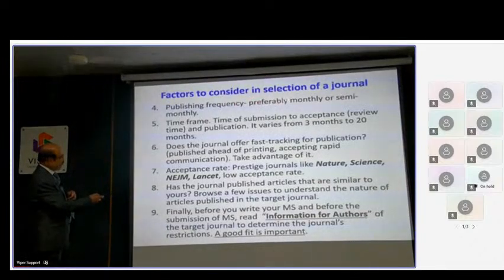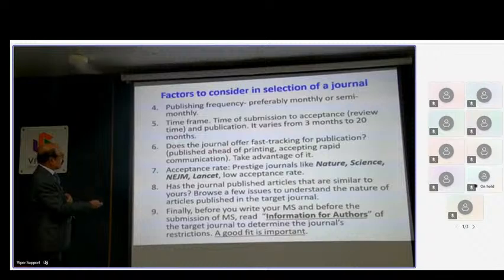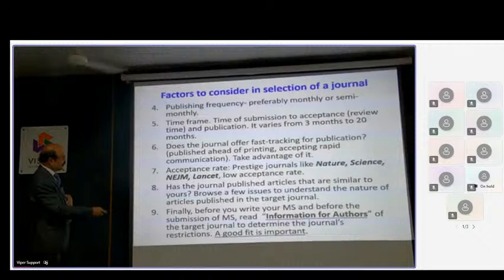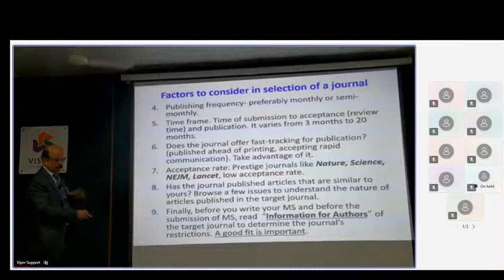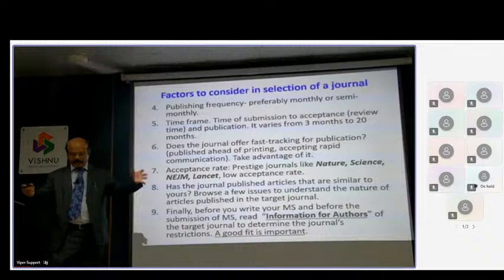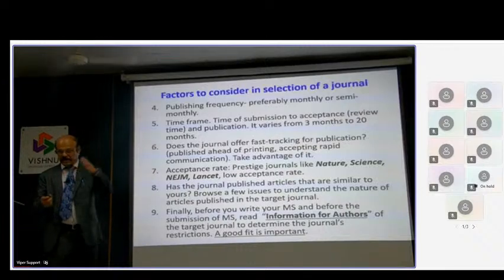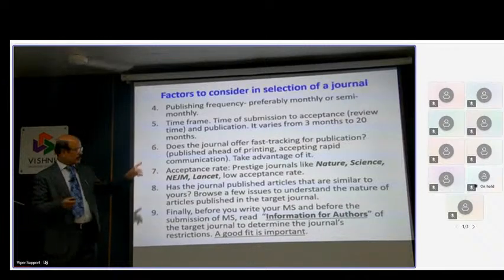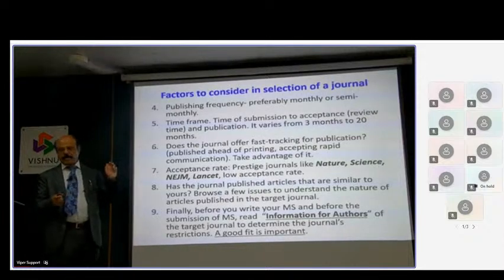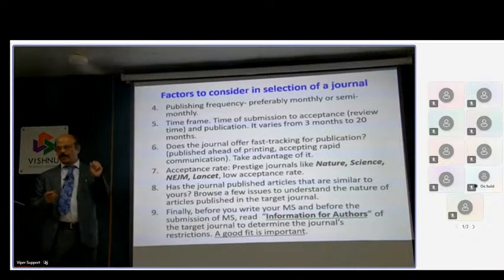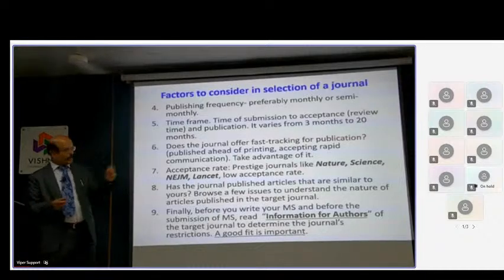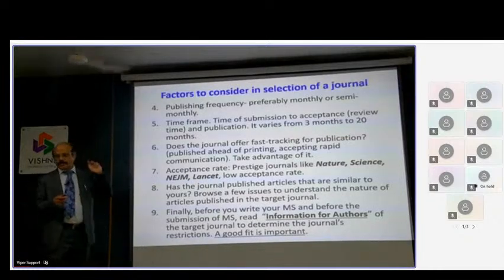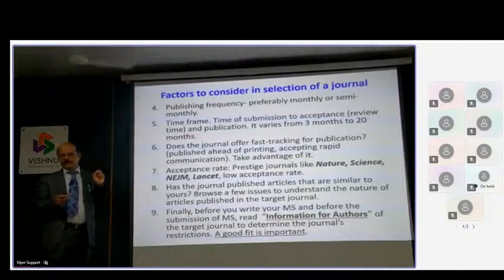Publishing frequency, look into the papers. And whether the journal offers fast tracking. Acceptance rate is very poor in the case of high impact journals like Nature, Science, New England Journal of Medicine, Lancet. Low acceptance rate. They accept only about 10% of the papers submitted to them. 90% are rejected. So be careful submitting to such journals, wasting a lot of time. Unless you know that your paper is worthy of it, commanding one, then take the risk of submitting to high profile journals, that is Q1 journals, which Dr.